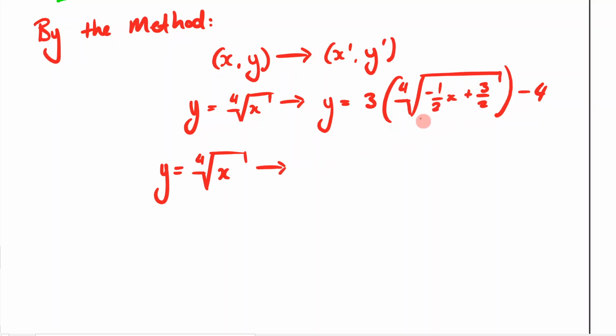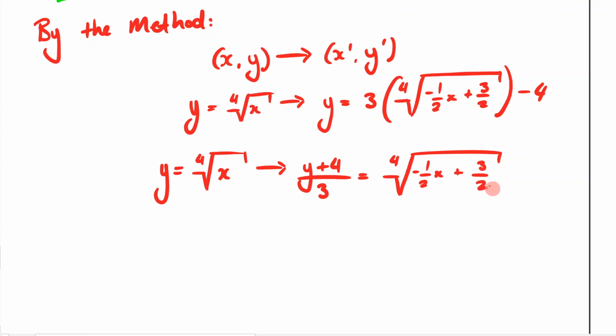But now I'm going to rearrange this side. So I'm going to plus 4 to both sides to get rid of that. Then I'm going to divide by 3 to get rid of this. And then I'm just going to rewrite this. Boom, boom, boom. Like that. Negative a half x plus 3 on 2.